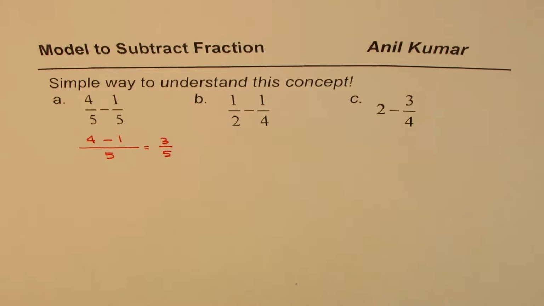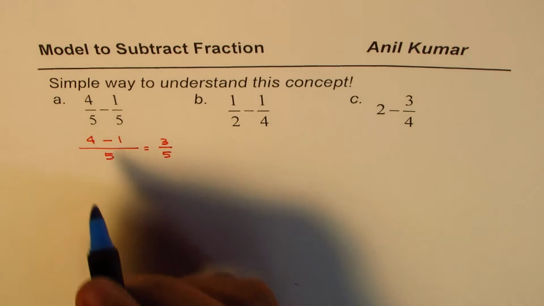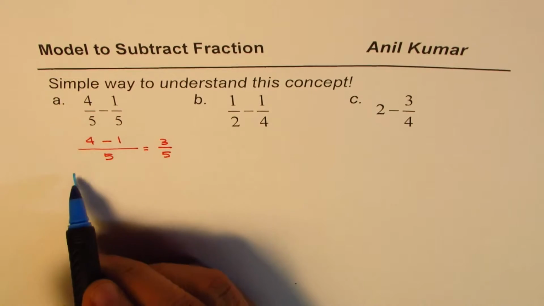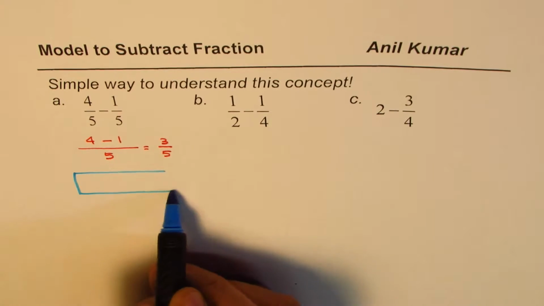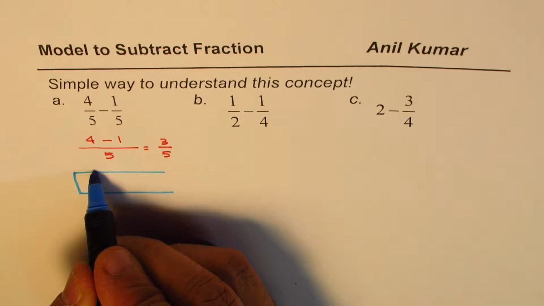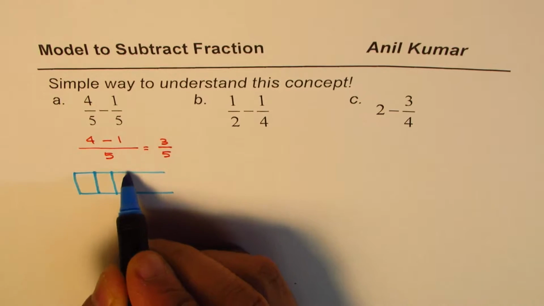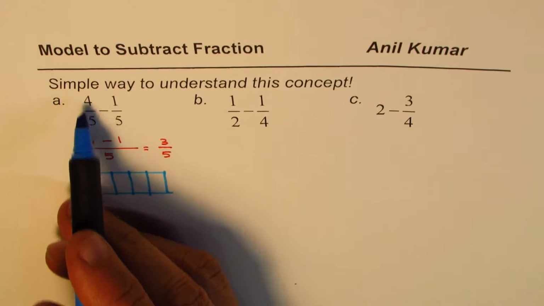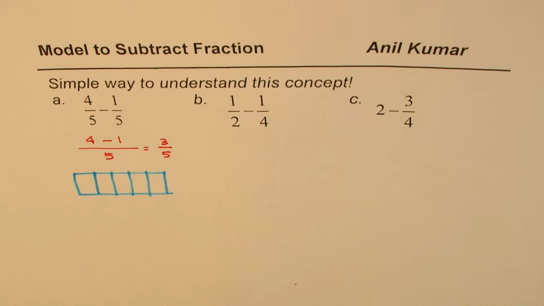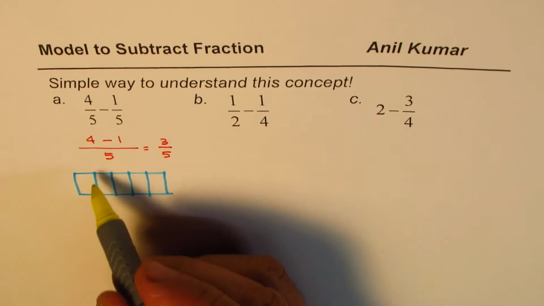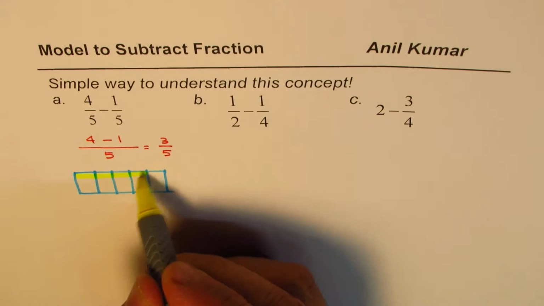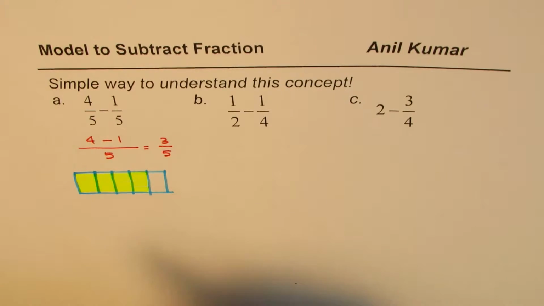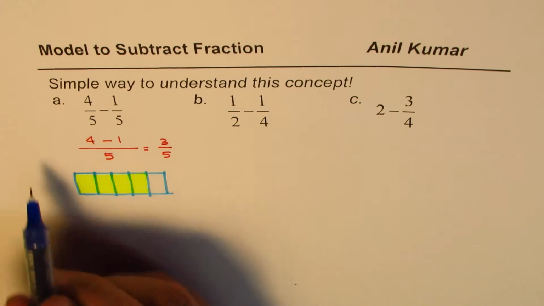Let me also show you another method of understanding it. Let us say I have a rectangle and I divide it into 5 equal parts. 1, 2, 3, 4 and 5. When I say 4 out of 5, it really means that I can shade 4 out of these, and that represents 4 out of 5. Is that clear?